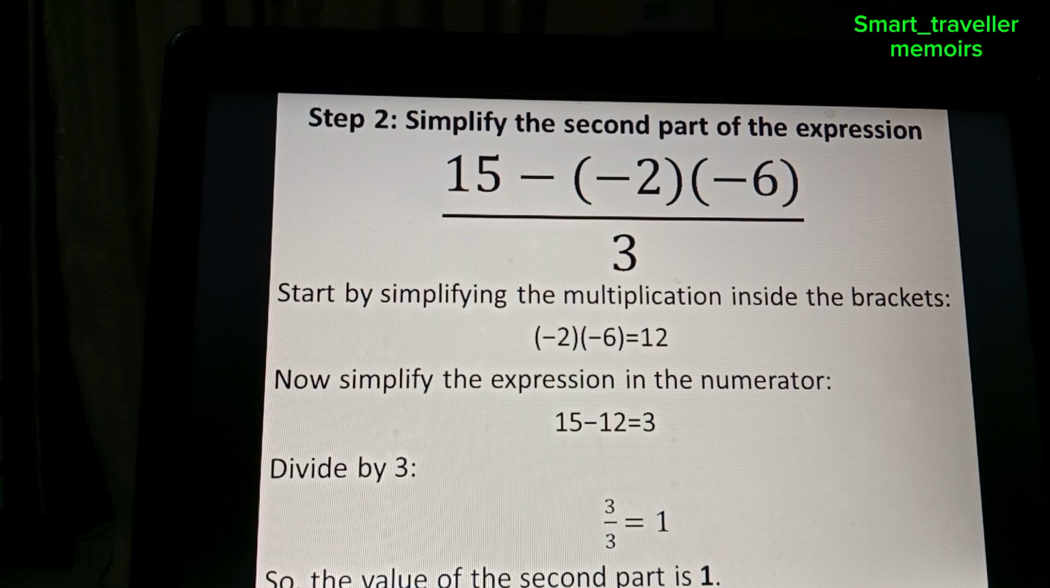Simplify the second part of the expression, 15 minus -2 times -6, over 3. You start by simplifying the multiplication inside the brackets, which is -2 times -6, which is 12, because negative times negative is positive. Now simplify the numerator, and you get 15 minus 12, which is equal to 3. Divide by 3, 3 over 3 is 1, so the value of the second part is 1.